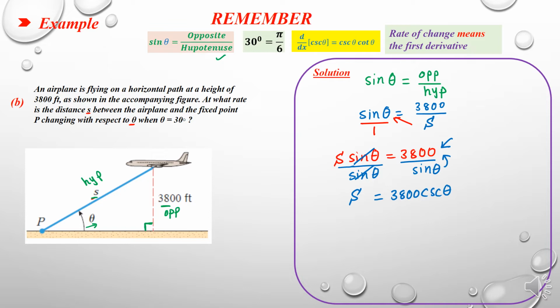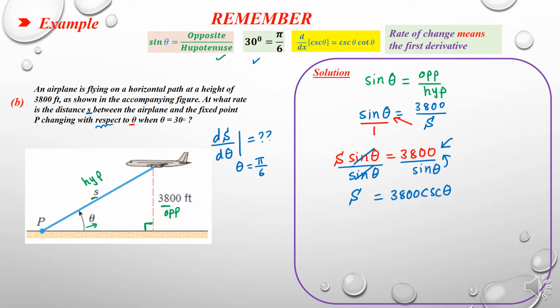Now you have to find the rate of change of s with respect to theta. So what you have to find is ds by d theta when theta equals 30 degrees or pi over 6. So this is what we want to find.